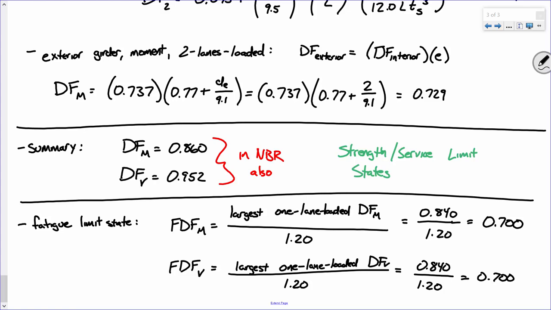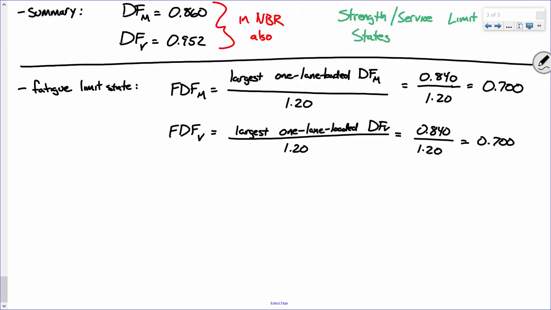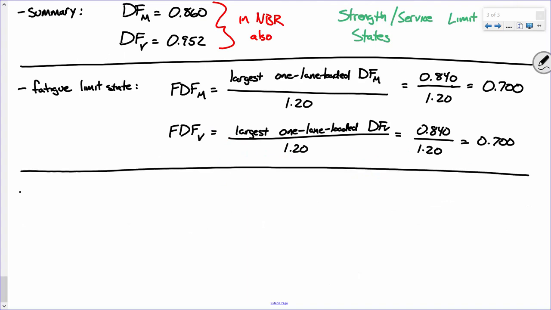So far, so good? I got one last calc and we'll take a break, all right? One last calc. We've done distribution factors for moments. We've done distribution factors for shears. What about distribution factors for deflections? It's very simple. This is specifically for live load deflections. The live load deflection distribution factor, okay?